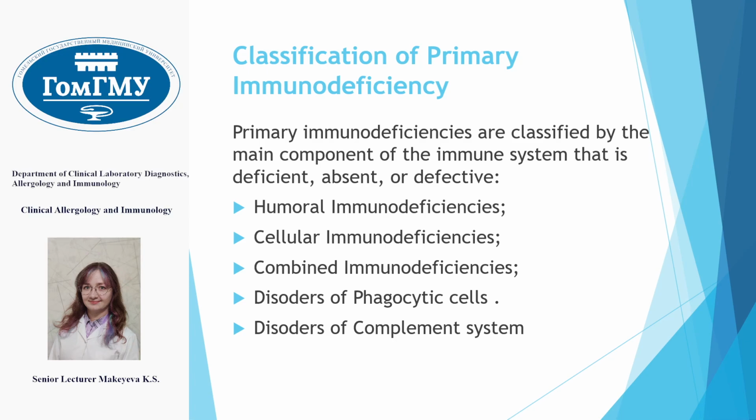Primary immunodeficiencies are classified by the main component of the immune system that is deficient, absent, or defective. Humoral immunodeficiency, B-cell defects, cellular immunodeficiencies, T-cell defects, combined humoral and cellular immunity deficiencies, disorders of phagocytic cells, and disorders of complement system.